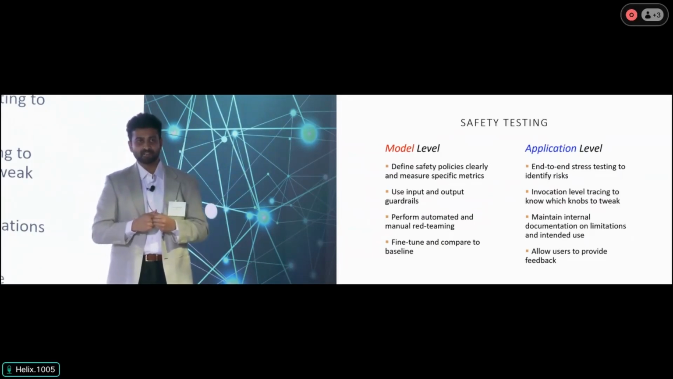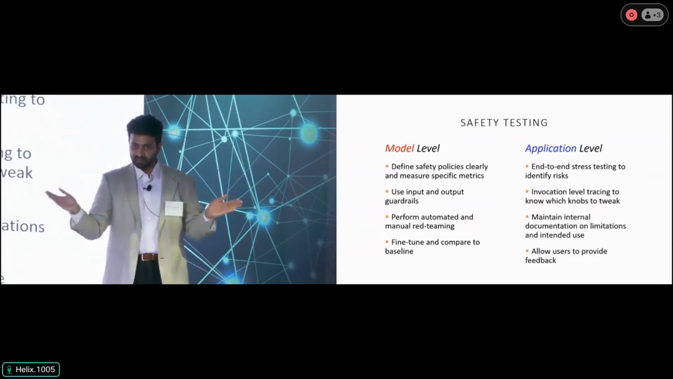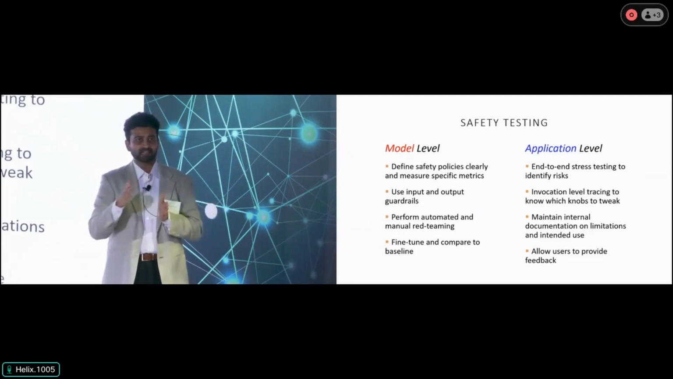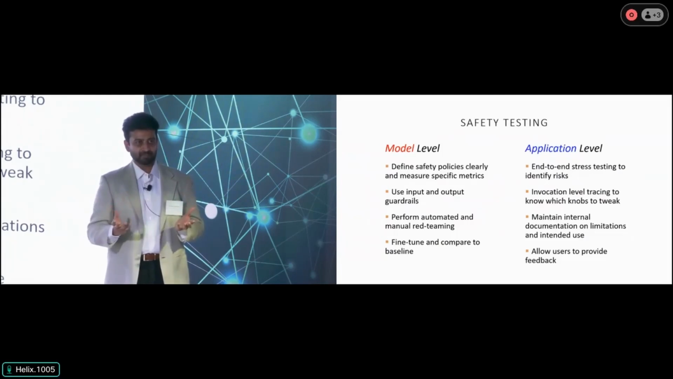You also want to do automated testing and red teaming, where red teaming is basically trying to discover vulnerabilities from your LLMs automatically. At the application level, you want to do an end-to-end trace, and you want to see the entire path that your prompt flows through. You want to do invocation level tracing as well and maintain internal documentation for your teams, right? Your application might be very different from the general GenAI application, and also allow users to provide feedback. And lastly, humans are still in the loop, so you want to use humans in the loop for verification as well as operational testing and usage.